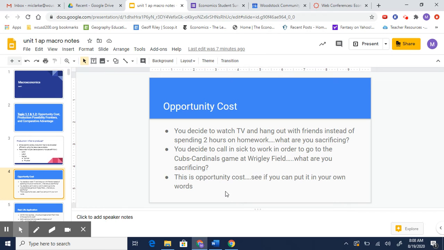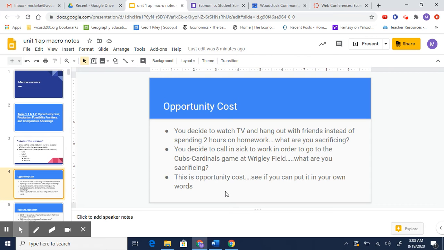So opportunity cost, these are a couple examples. At night, you have a certain amount of time to Snapchat it up, or watch a movie, or hang out with friends, go out to eat, do homework, work a job. Whatever decision you make, you're sacrificing that next best decision.